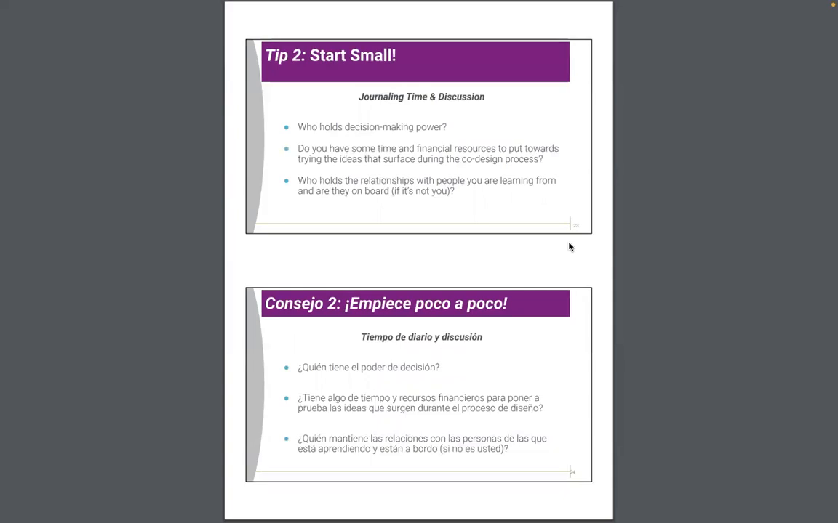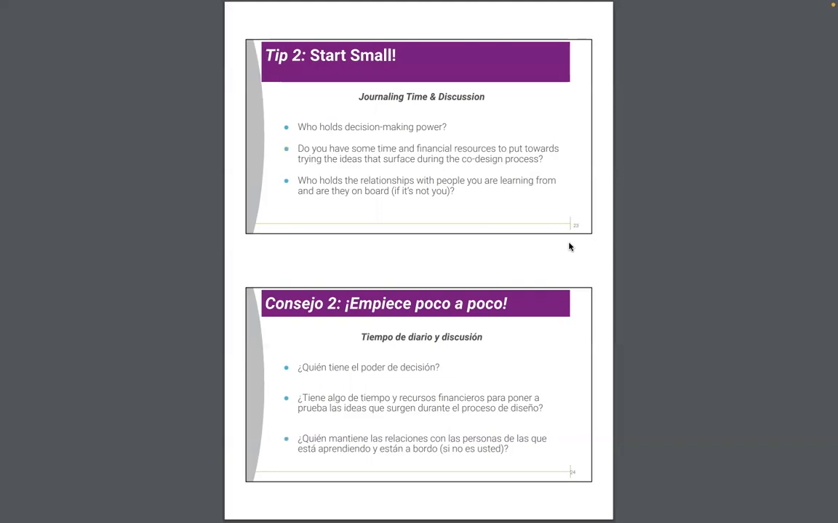This gets us into our next journaling activity. Got a few questions here for you to marinate on, to think about. And it really builds on the journaling that you've done so far in this session. So, who holds decision-making power in your context? Do you have some time and financial resources to put towards trying ideas?